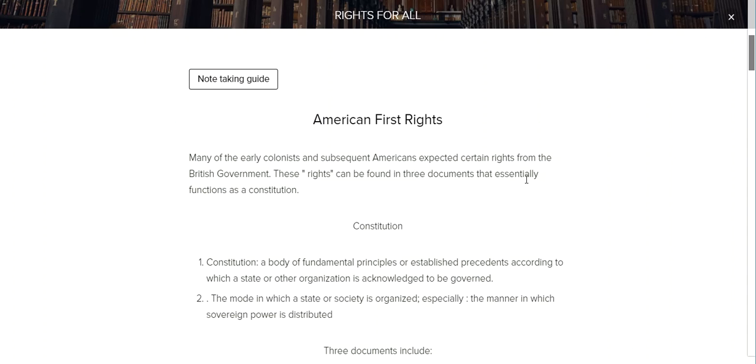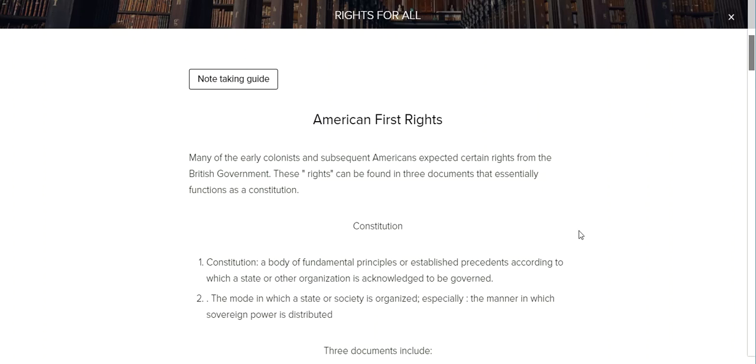Pay close attention to that: a state or other organization is acknowledged to be governed. So it's when the state says we are governed by this document or these principles or these precedents. The second definition is the mode in which a state or society is organized, especially in the manner in which a sovereign power is distributed. This will be a little bit more important for our Constitution, but for today's lesson, really just focus on number one. But you should probably know both.